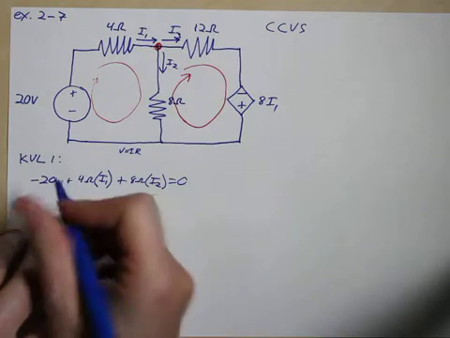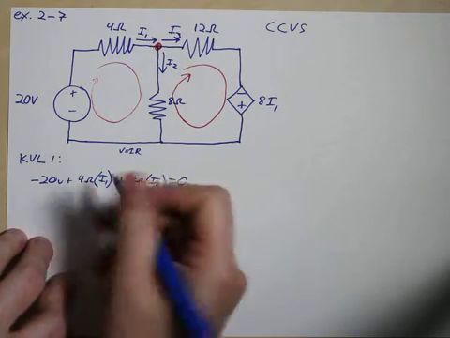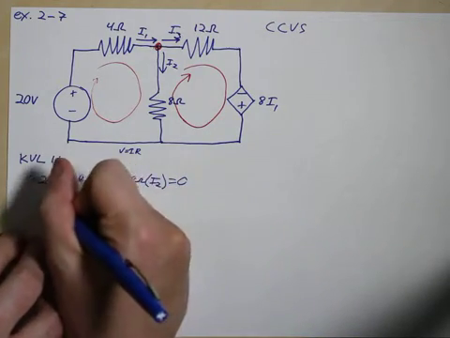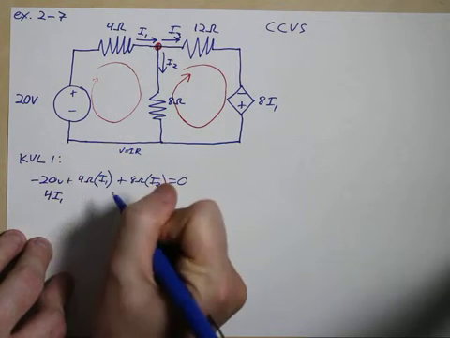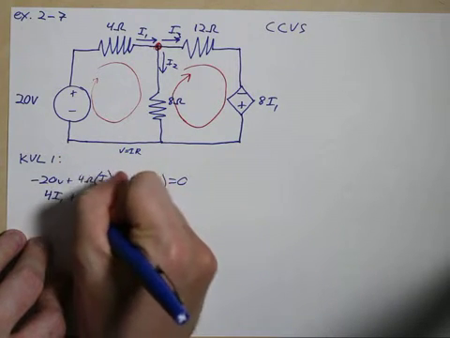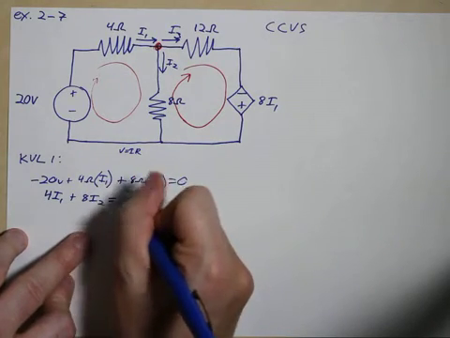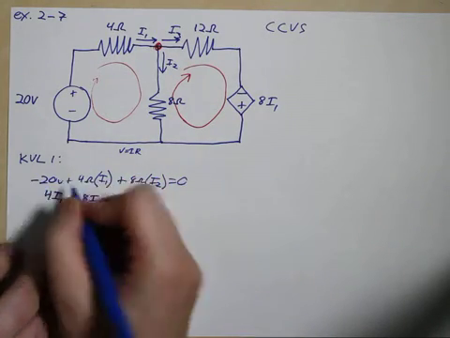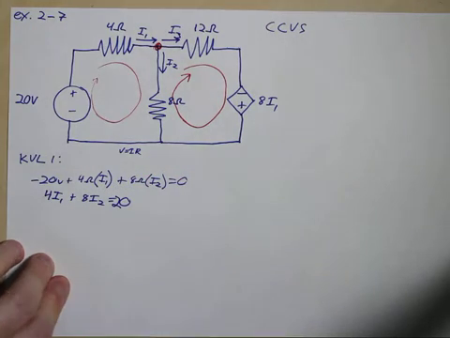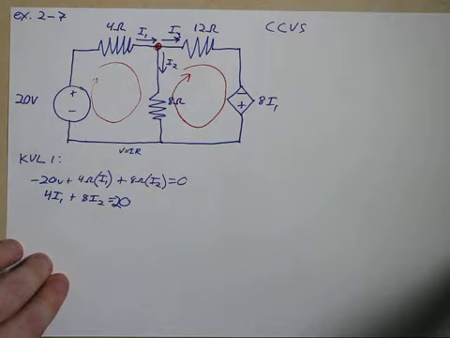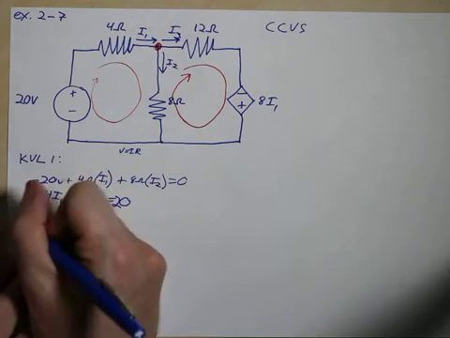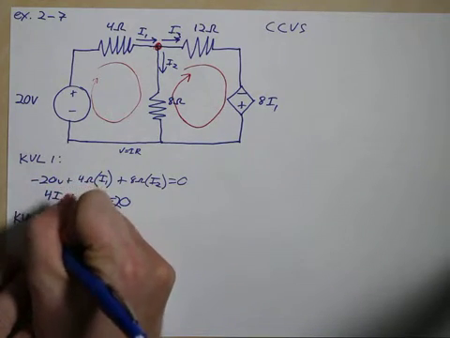We're going to straighten this up a little bit. I'm going to pull some of the units out. So we are going to get 4I1 plus 8I2 equals 20, because we pulled that to the other side. Cool. All right, that's KVL1. Let's do KVL2.